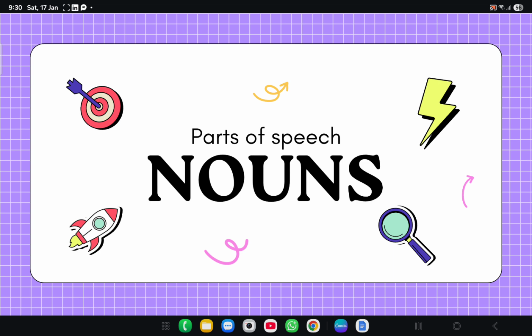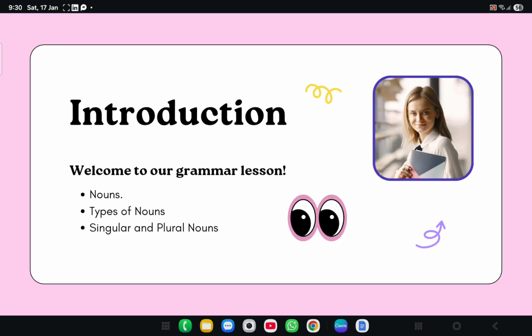So here you're looking at parts of speech, noun, and how we can use these nouns in our sentences while speaking or writing in text. Introduction to this grammar, the lessons we are going to know from this chapter: nouns, definition, and types of nouns, as singular and plural nouns. It means number nouns.